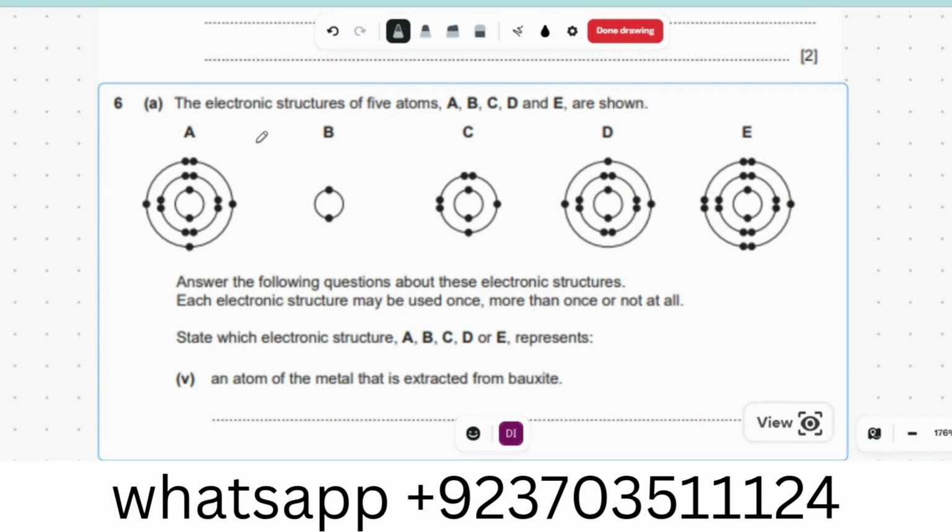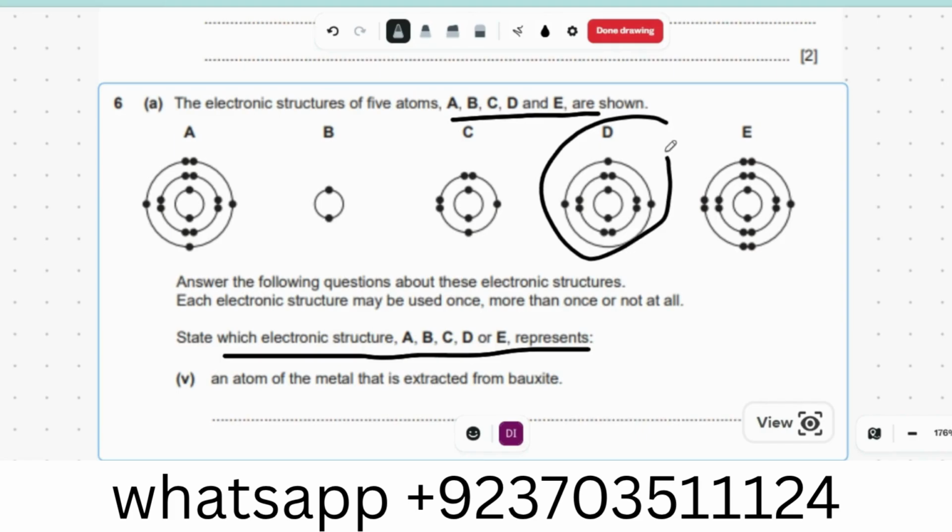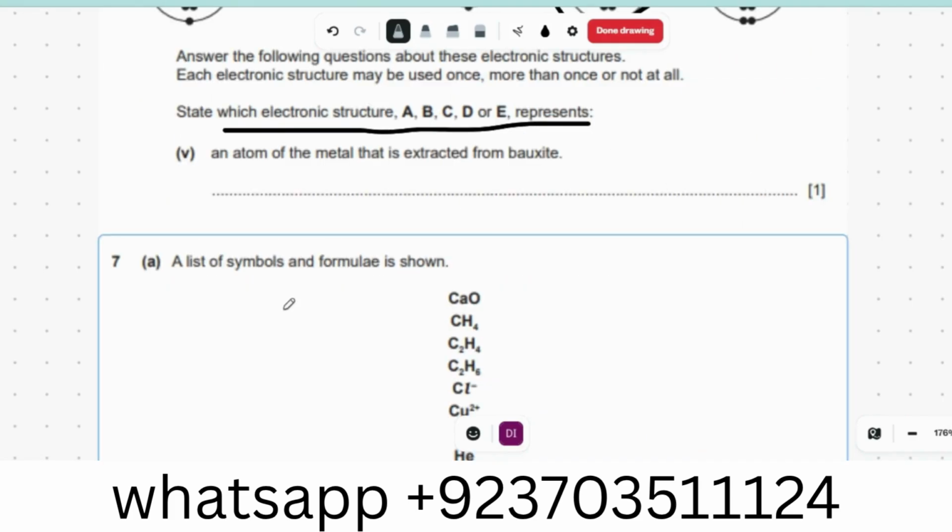Question number 6: the electronic structures of five atoms A, B, C, D, and E are shown. Answer the following questions. State which structure represents an atom that is extracted from its oxide. That is iron, Fe3+. I know because it has 3 electrons in its outermost shell.